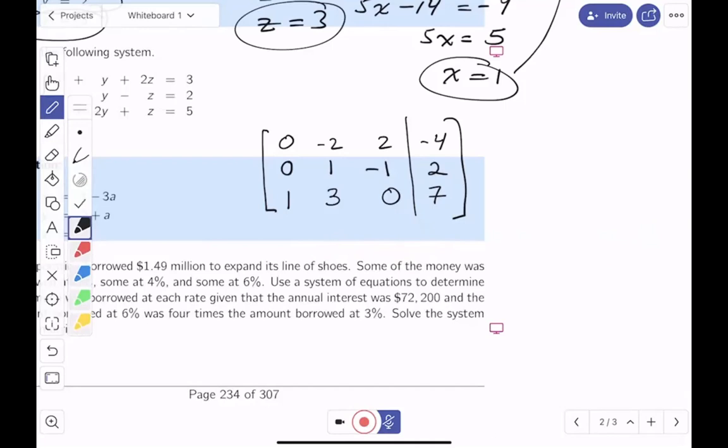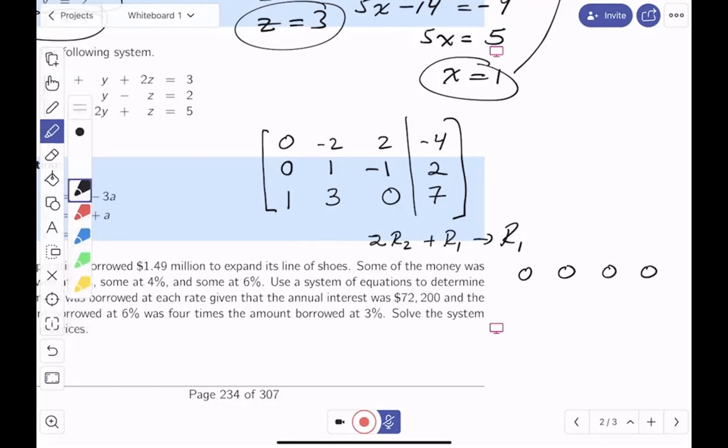So I'm going to say minus, let's see, not minus, I'm going to just say 2 row 2 plus row 1 and give it to row 1. Let's see what we get. 0, right? 2 times 1 is 2. That's 0 again. That's 0. And that's 0. I'm going to put it in row 1 now. Looks pretty odd, doesn't it?